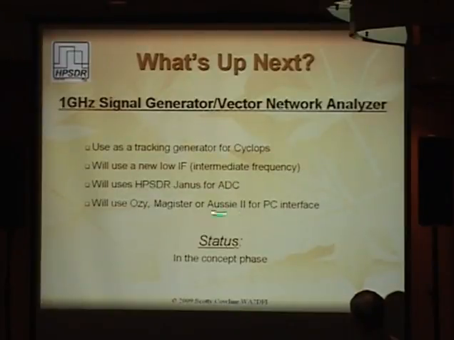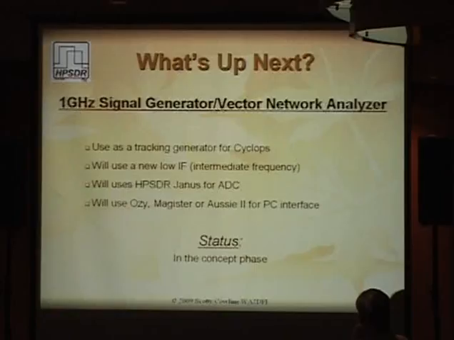So that's an interesting use for a board that probably most new HPSDR people aren't using, because it's really used for an SDR 1000. And you can use Aussie Magister or Aussie II for a PC interface. By the time this gets out, I'm sure Aussie II is going to be out, so you can use gigabit Ethernet. Still in the concept phase, but he's still thinking. I wonder when he sleeps, because he comes up with more ideas than I can believe.